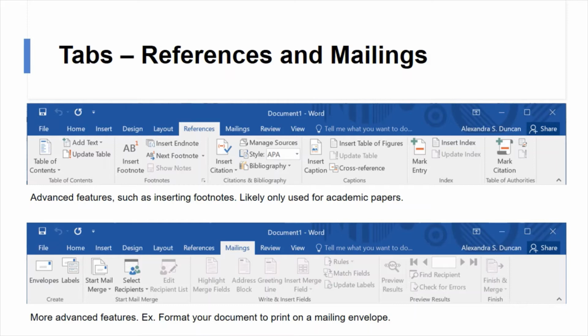So now we have the References and Mailings tab. The References tab, which we have here on the top, is full of really some advanced features. You can do some things like inserting a footnote, but most of us, for our everyday work, won't necessarily use that. You might insert a footnote into an academic paper or maybe a grant application or something like that. But unless you're doing something like that, you probably won't have to look too much in that References tab. The next one is mailing. That also has some advanced features that we won't necessarily use every day, but it does let you format your document to do things like print labels or print on envelope, things like that.